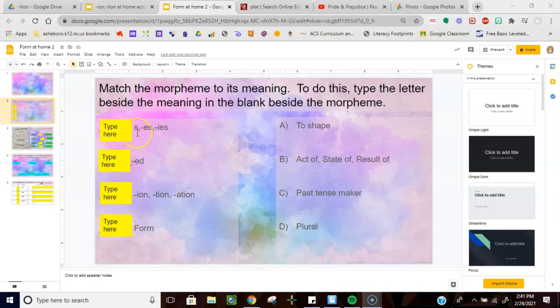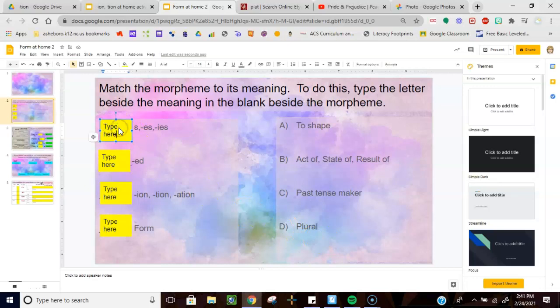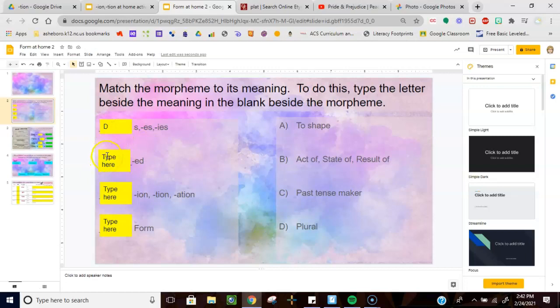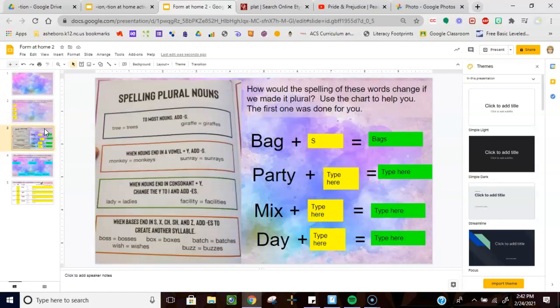So, for example, if I add S, ES, or IES to the end of the word, I make it plural. So I'm going to put D here. Okay, so I'm going to delete this type here and type in D. And then I'm not going to use D anymore. Then I just go to the next one. Okay, so that is how you do the second slide here. The first slide is the movie that we're making now.